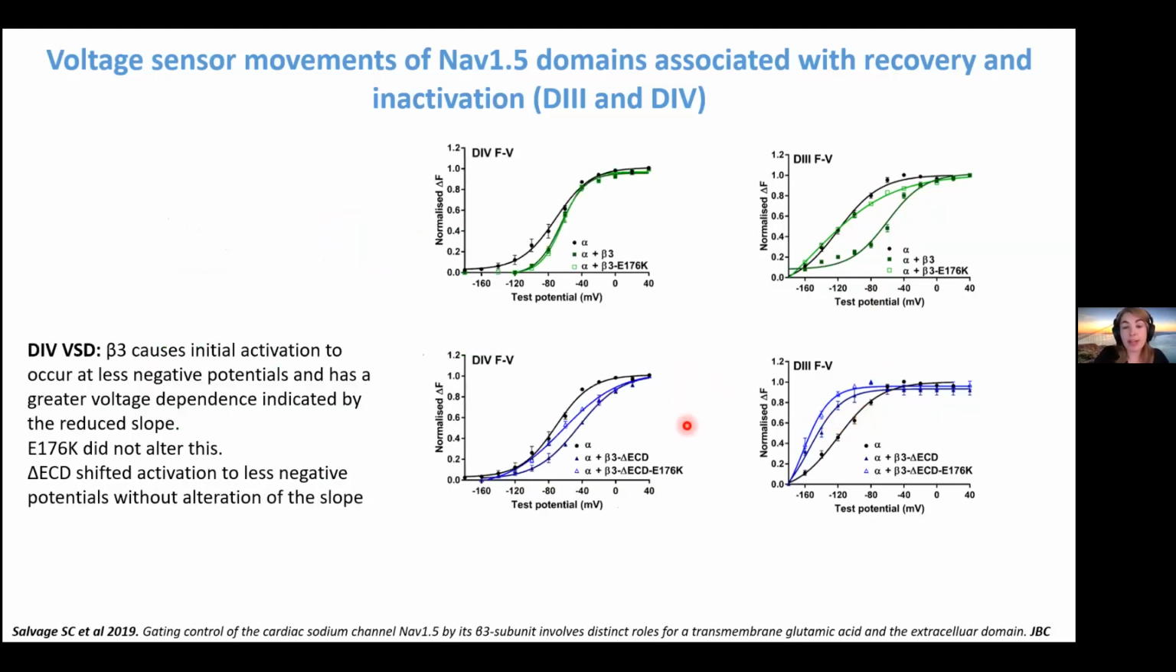So then they looked also at domain 4, given its importance for inactivation. And here we find that the presence of beta-3, irrespective of the E to K mutation, causes the voltage sensor to activate later, but largely it catches up and merges with the lack of the beta-3. In contrast, however, losing the extracellular domain causes a rightward or depolarizing shift of this voltage sensor movement. And it's probably this which conveys the effects on steady state inactivation. With the E to K mutation, it sits somewhere in between the two.